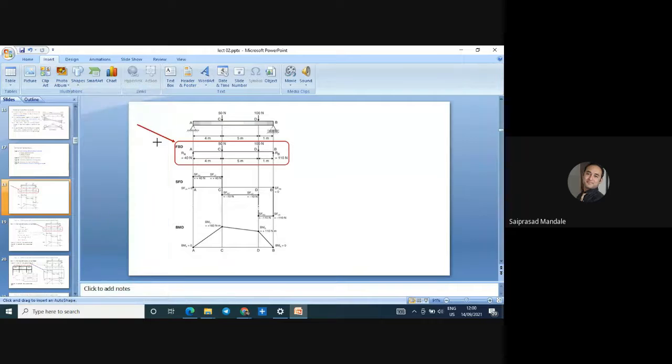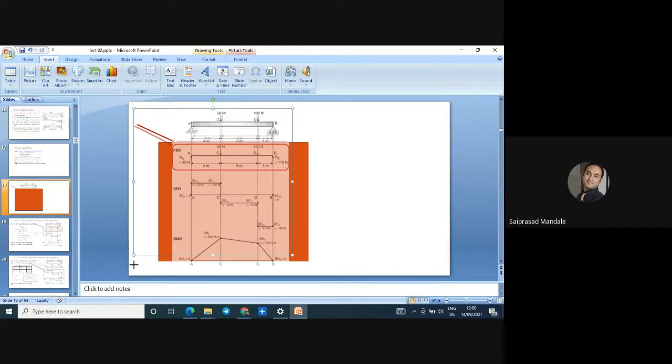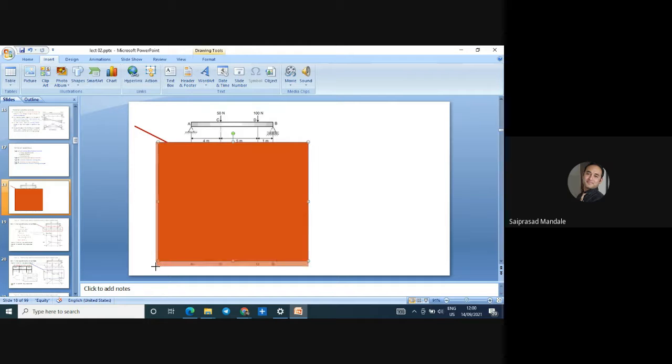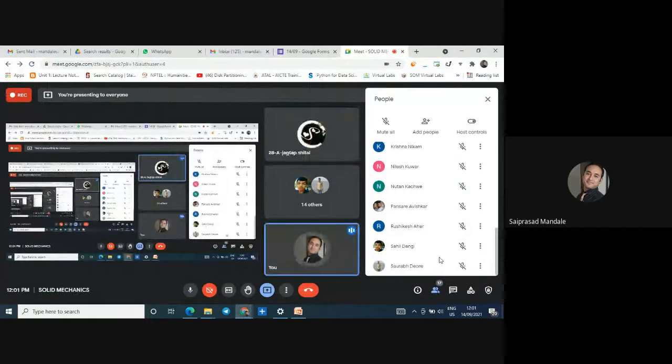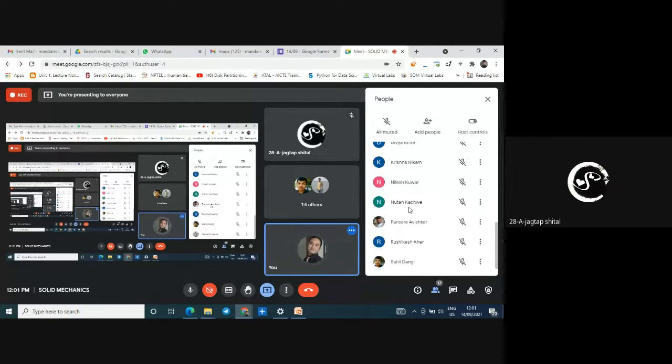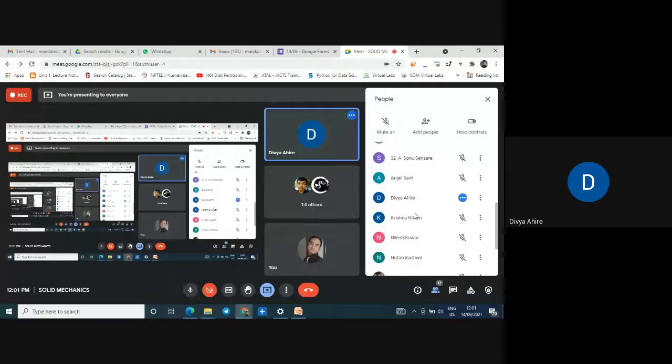Anybody, just unmute yourself and tell me the question. Anyone? Sahil Dange. Sir, draw SFD and BMD and point of contraflexure. Very good. Sheetal Jagtap, what is the question? Tell me what question is asked. Sheetal Jagtap, can you hear my voice, ma'am? Okay, Divya Ahire, what question is asked? Draw SFD and BMD and identify point of contraflexure.